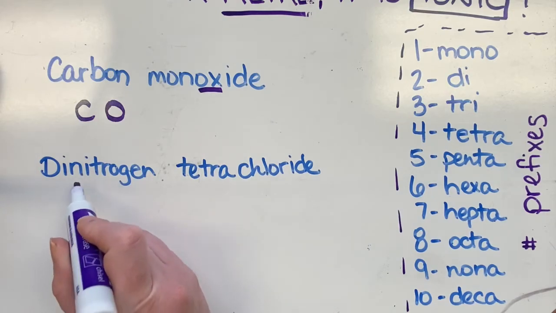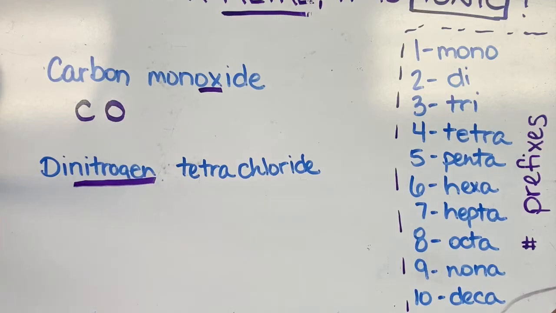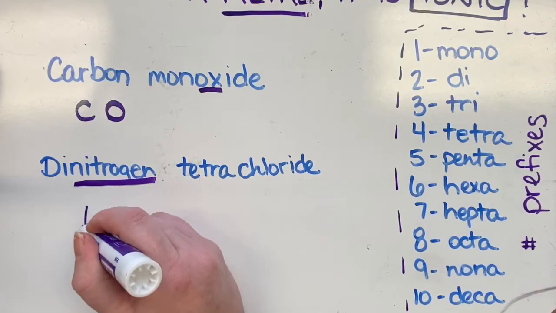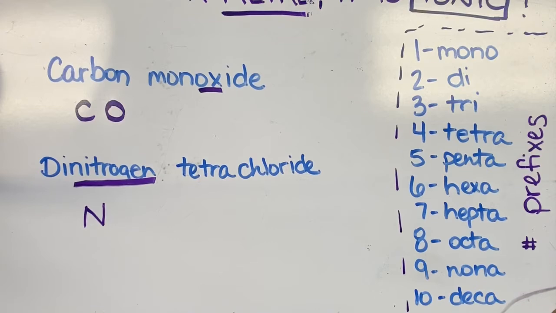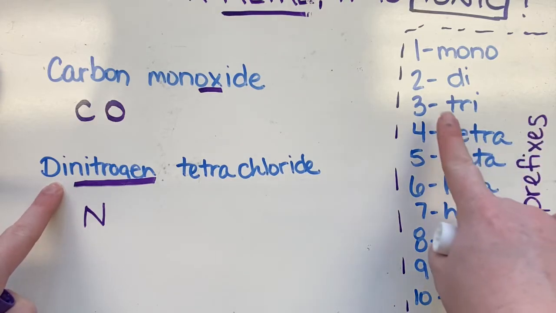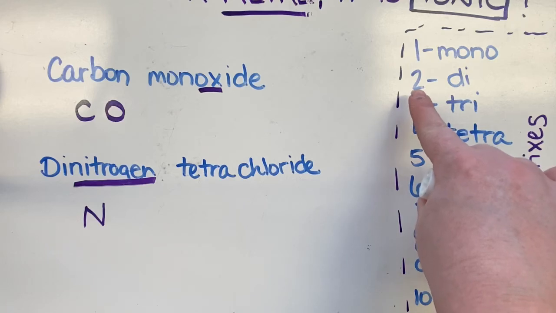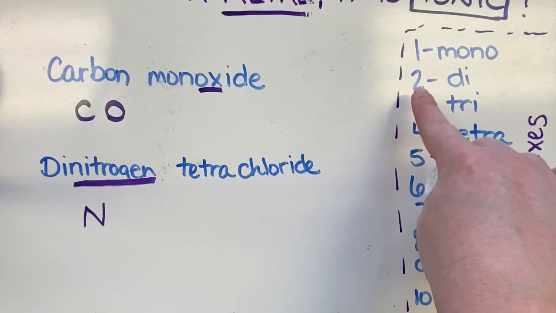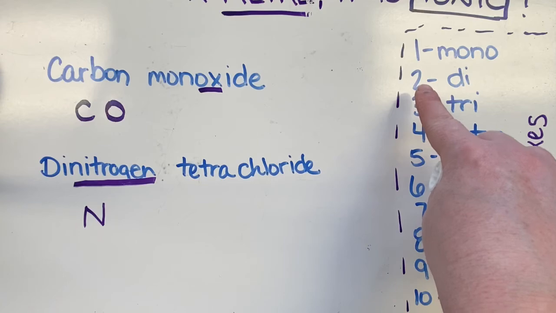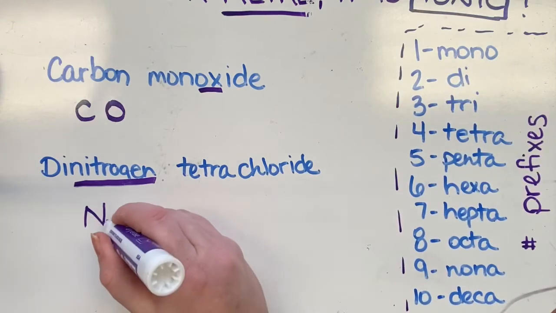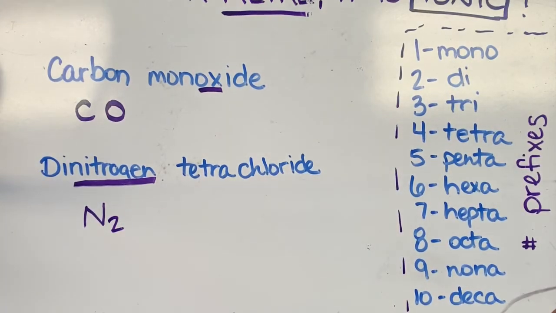My first element is nitrogen. So I will go to the periodic table and get the chemical symbol for nitrogen, which is N. Now I'll look at the prefix. My prefix is di, so I go to my prefix list and I get the number 2. When we are describing how many atoms are in a molecule, we use a subscript number to represent that. So remember, my subscripts go down low and to the right of the atom it describes. So that takes care of our first element.